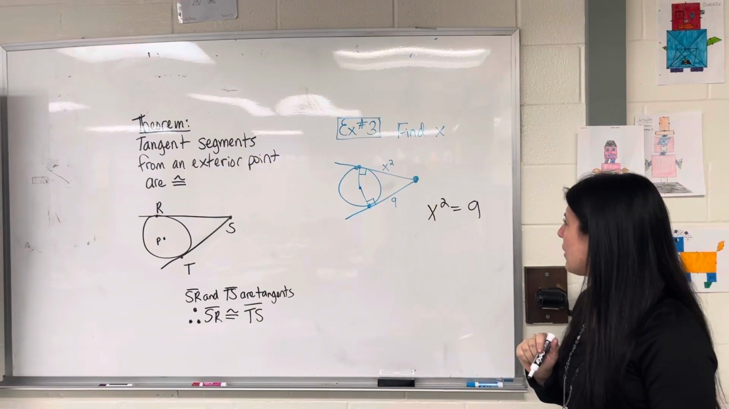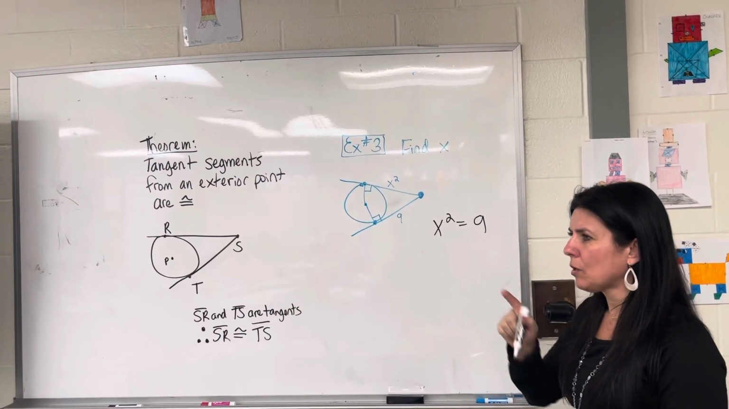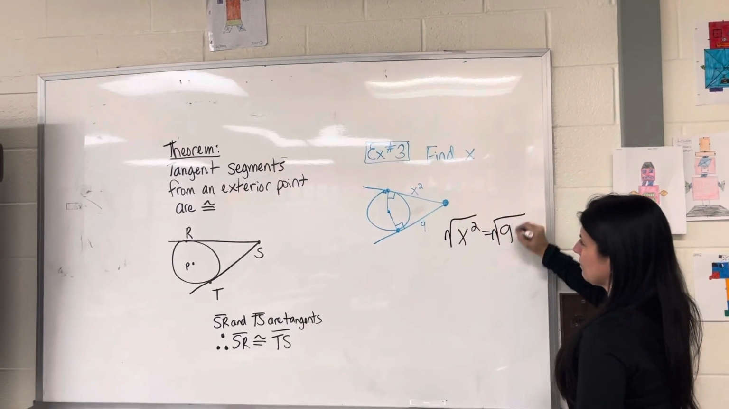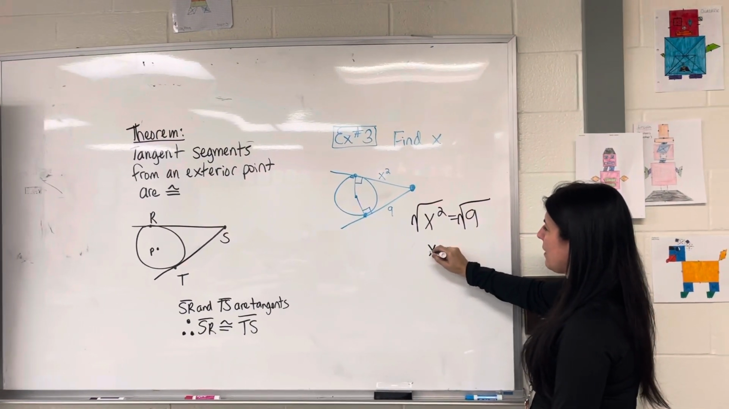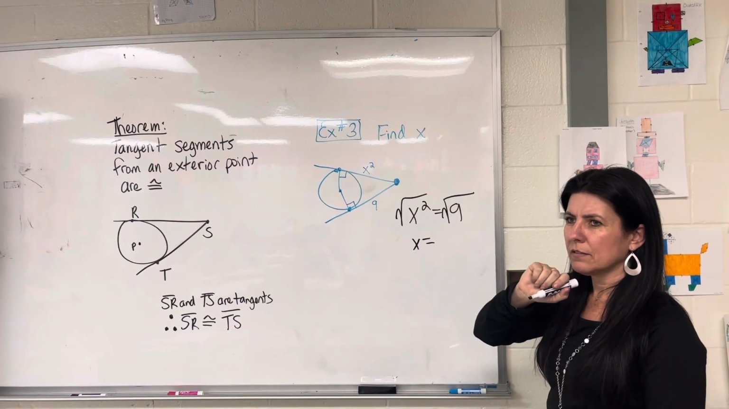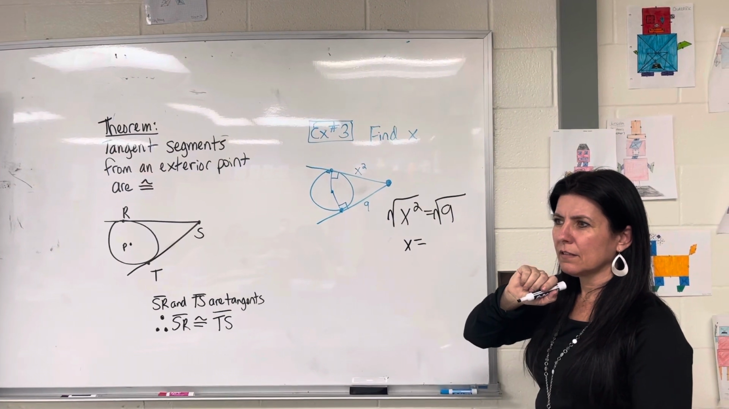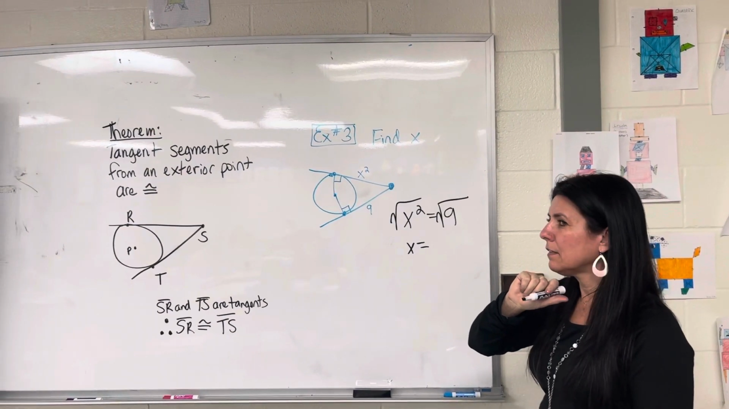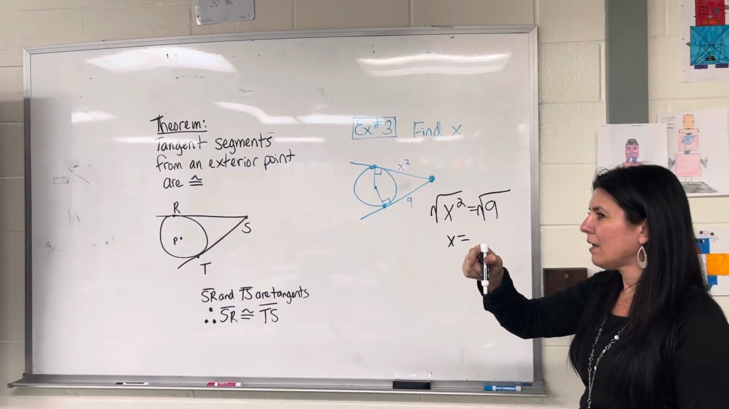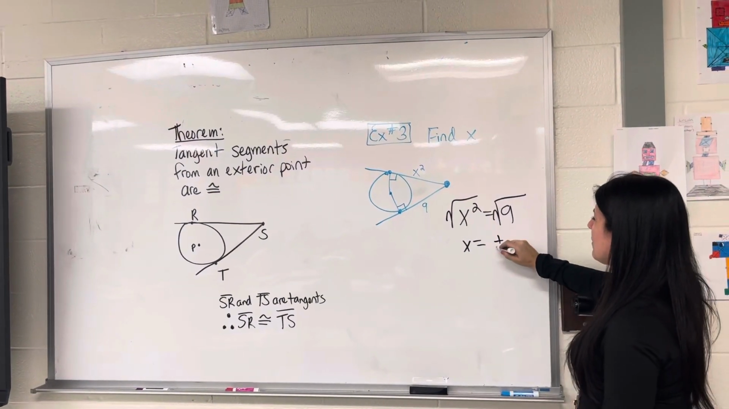How do I get rid of that little 2? You square root both sides. Square and square root cancel out. What's the square root of 9? 3. And? Just 3. And? What did you say? You got it. It's positive or negative 3.